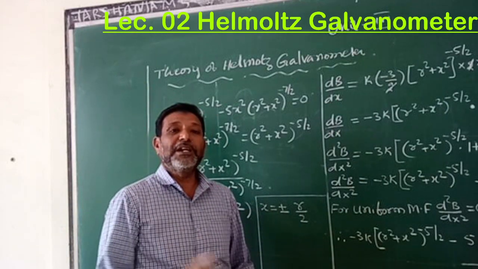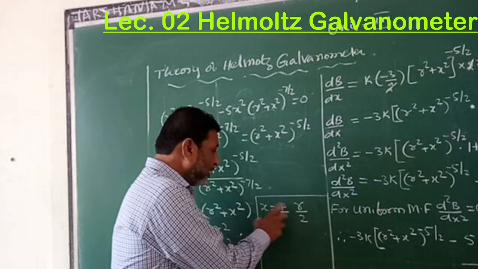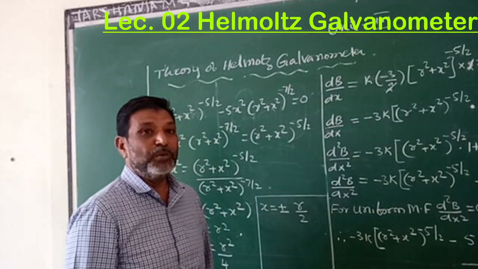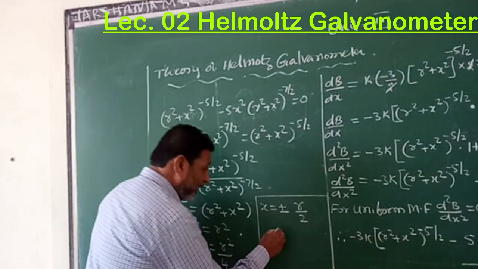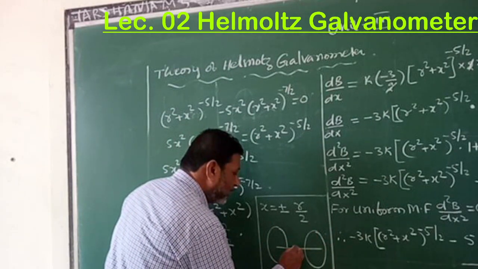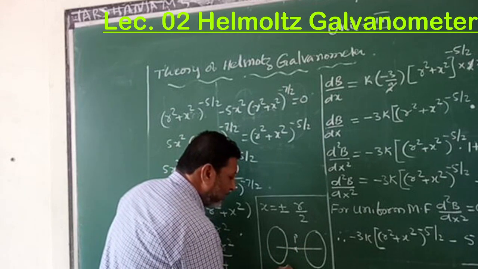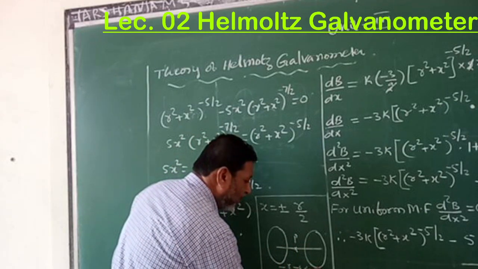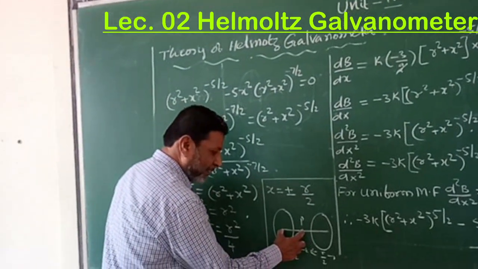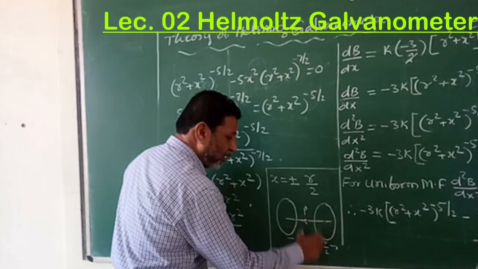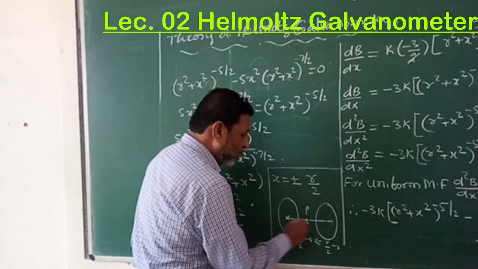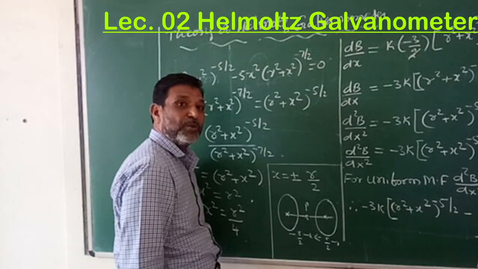Distance means the distance of the point from the center of the coil, which is equal to r by 2. I have already shown you in the figure. If I draw that, you can see that this is the point at the center, then this is equal to r by 2 and this is also equal to r by 2. Then the distance of the point from the center of the first coil, that is x, is either this value or this value, which is equal to r by 2. Now this distance is r by 2 and this distance is r by 2, so the total distance, r by 2 plus r by 2, is equal to r.